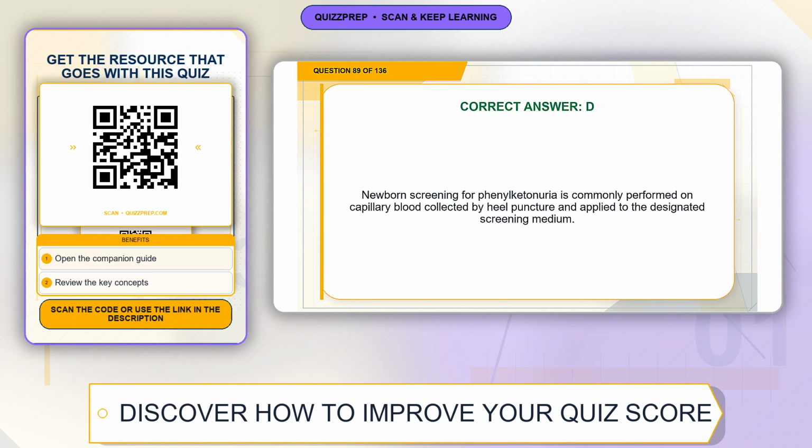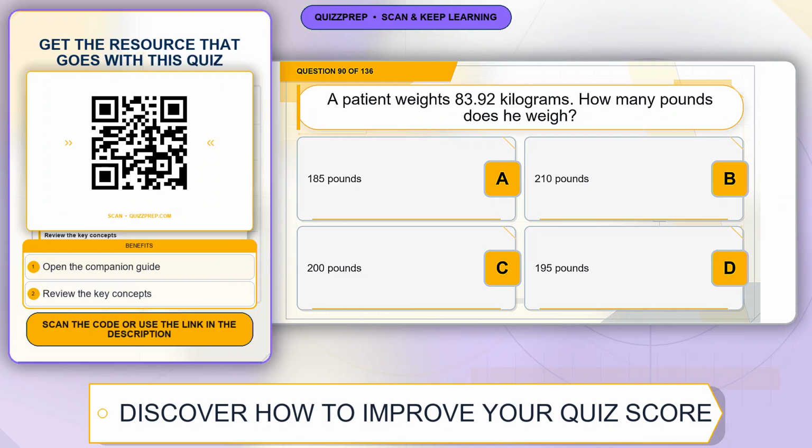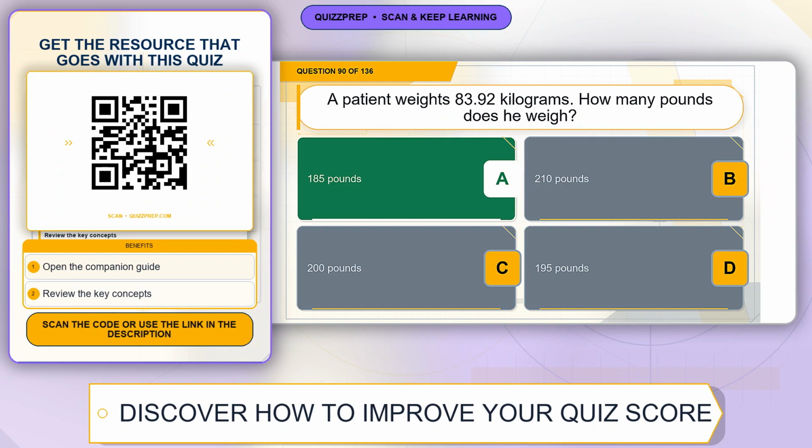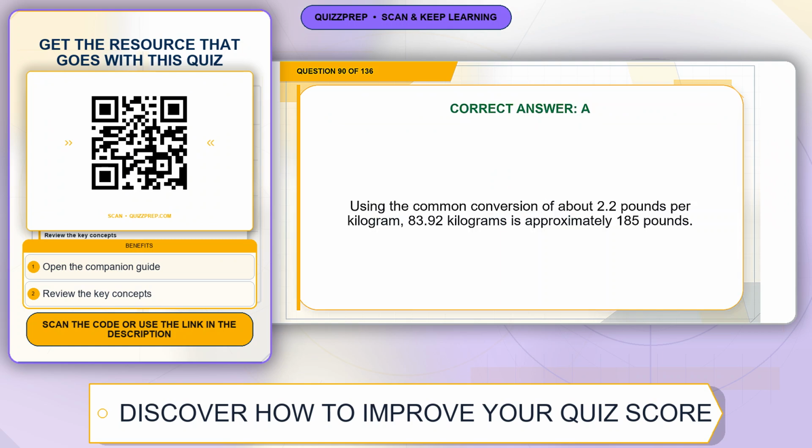Explanation. Newborn screening for phenylketonuria is commonly performed on capillary blood collected by heel puncture and applied to the designated screening medium. Question 90. A patient weighs 83.92 kilograms. How many pounds does he weigh? Option A, 185 pounds. Option B, 210 pounds. Option C, 200 pounds. Option D, 195 pounds. The correct answer is option A, 185 pounds. Explanation. Using the common conversion of about 2.2 pounds per kilogram, 83.92 kilograms is approximately 185 pounds.